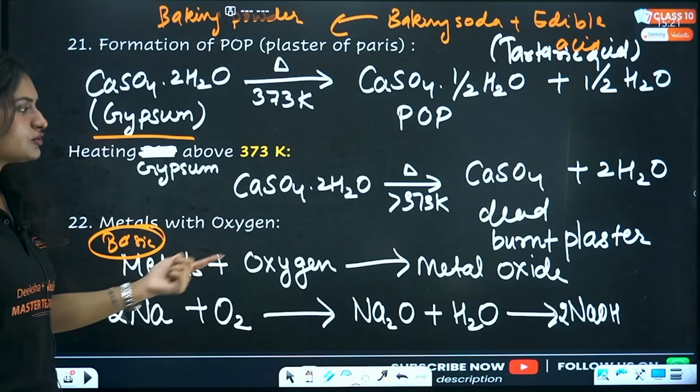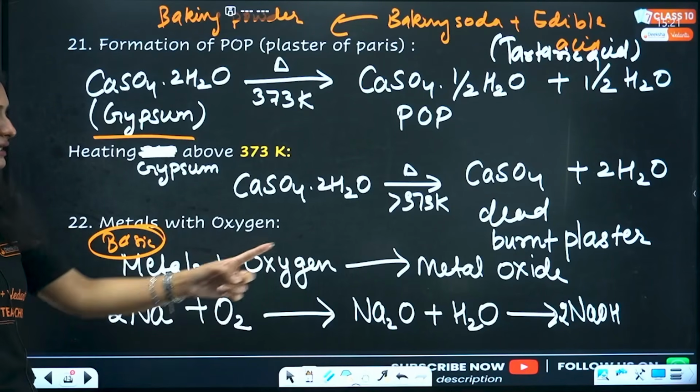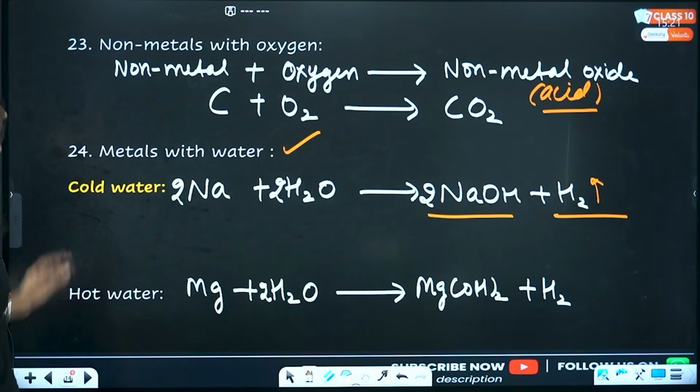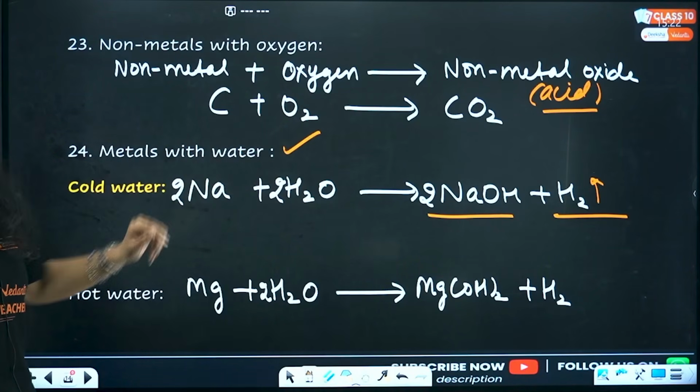Metals react with oxygen, form metal oxide. Metal oxides are basic in nature. Why? Because if you combine them with water, you get a base. Non-metal oxides are acidic in nature because if you combine them with water, you get an acid.